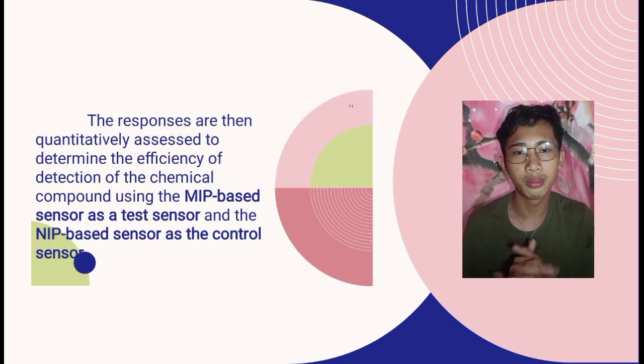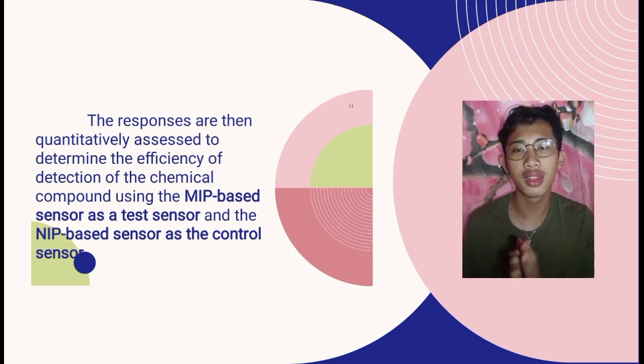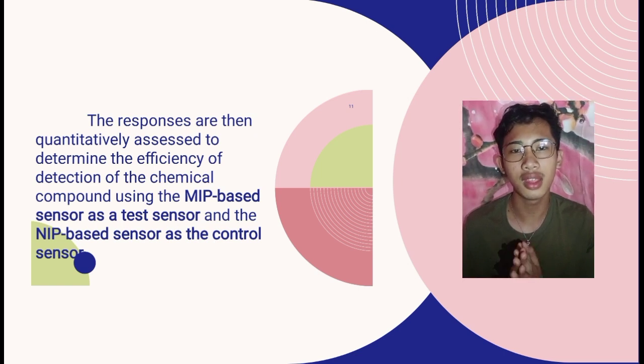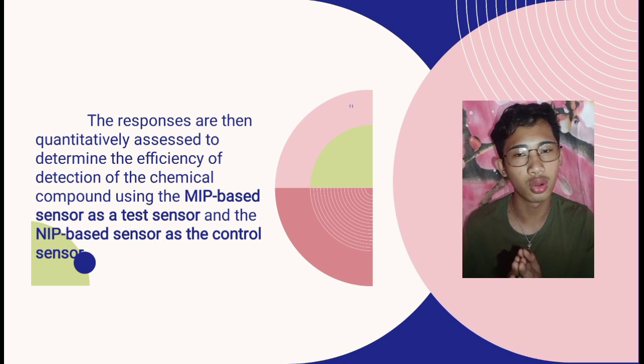And after the measuring of responses at each sensor, the responses are then quantitatively assessed to determine the efficiency of detection of the chemical compound using the MIP-based sensor as test sensor and the NIP-based sensor as the control sensor.